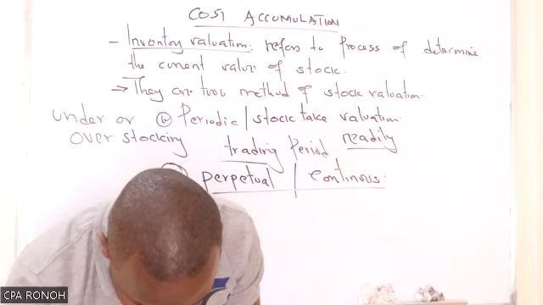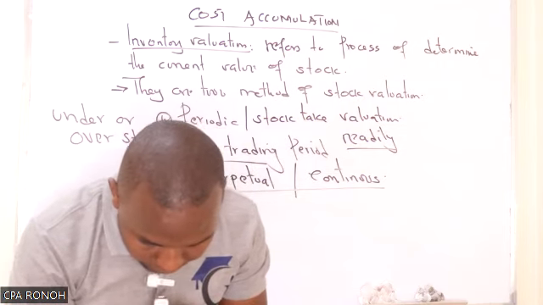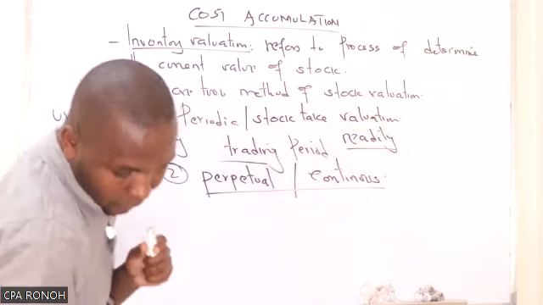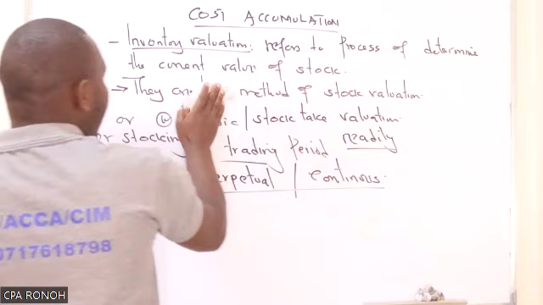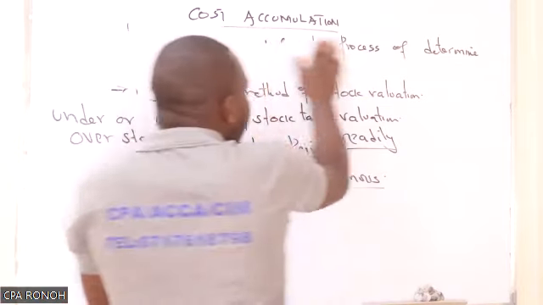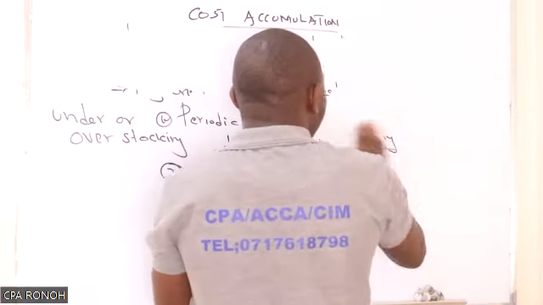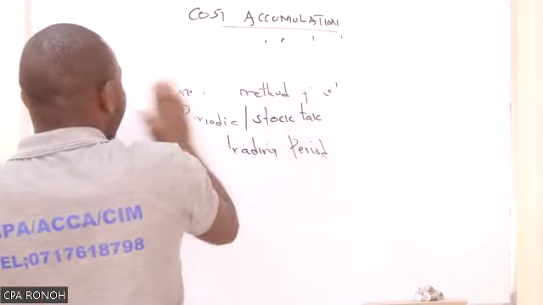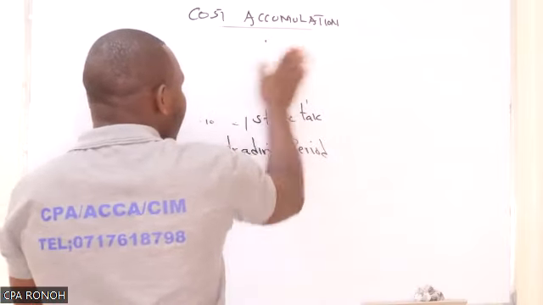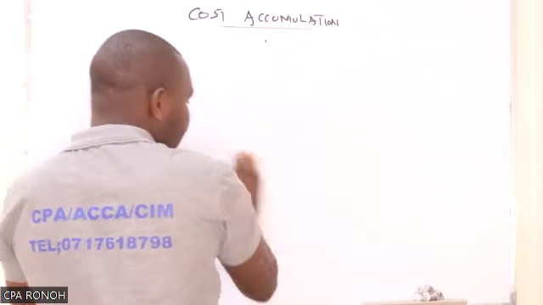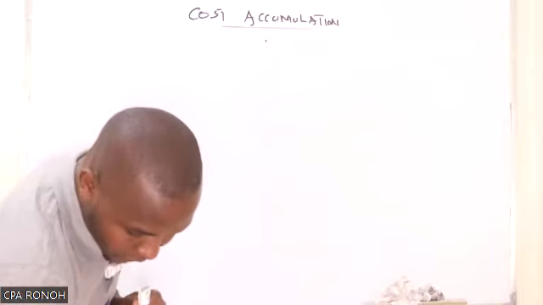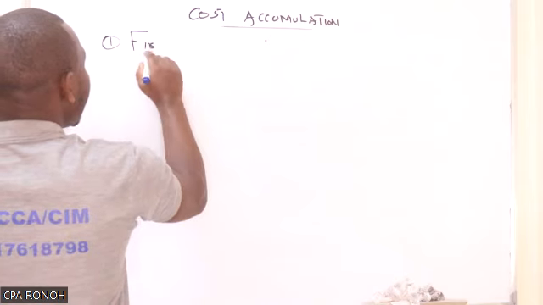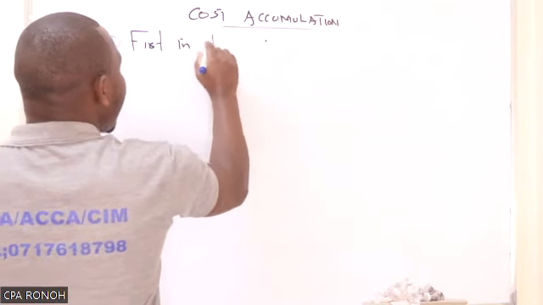Then you can put another point, say the following methods are used to maintain stock record for valuation. The first method we have, you can list them. We have first in, first out.